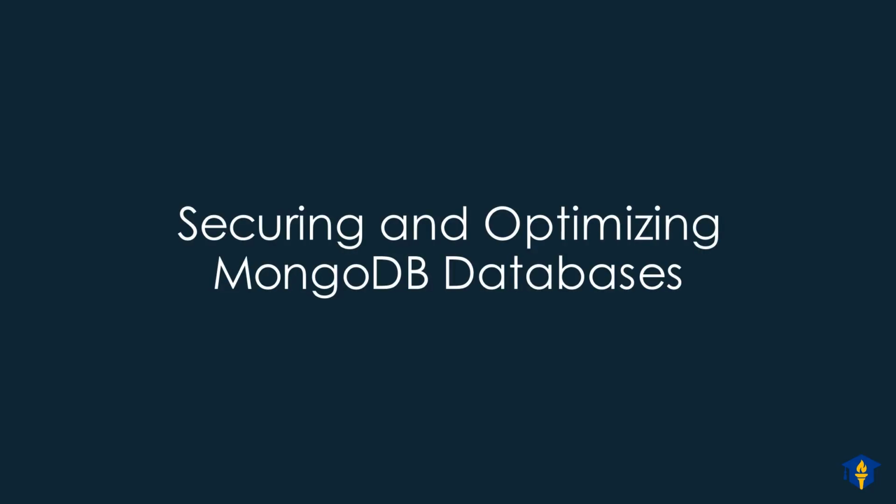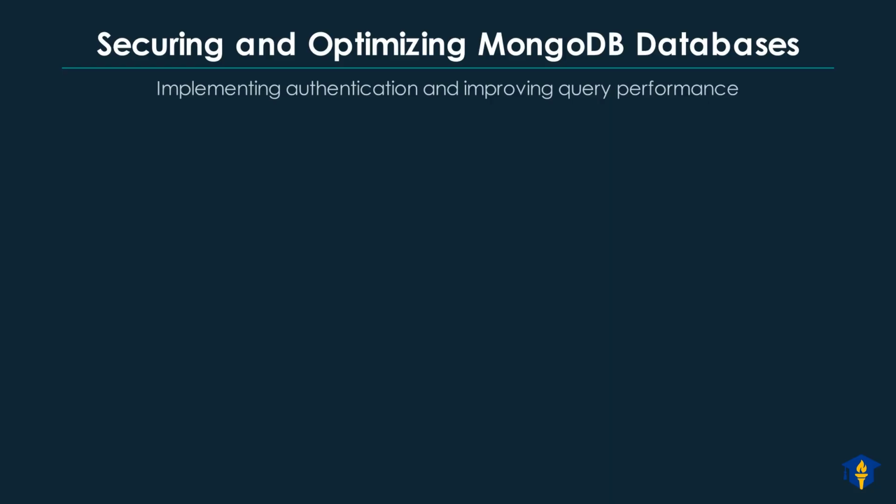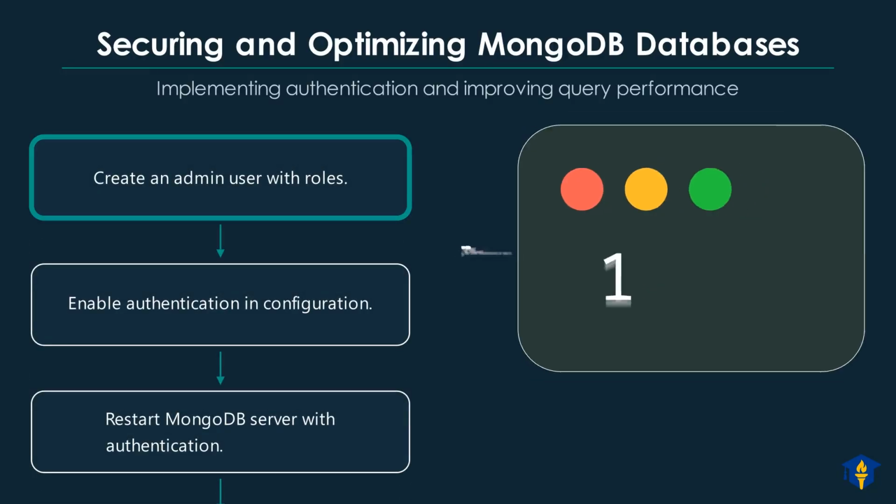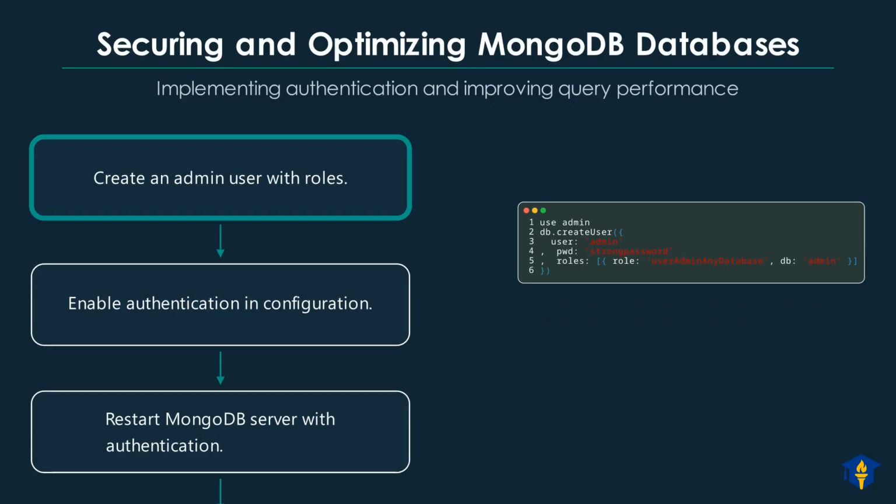Let us now discuss securing and optimizing your MongoDB databases. This involves implementing robust authentication and significantly improving query performance. The first step is to create an admin user with appropriate roles for secure access. This code creates an admin user in the admin database, granting user administration privileges across all databases.